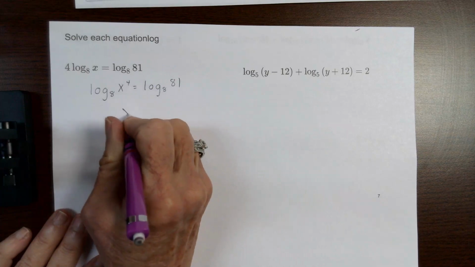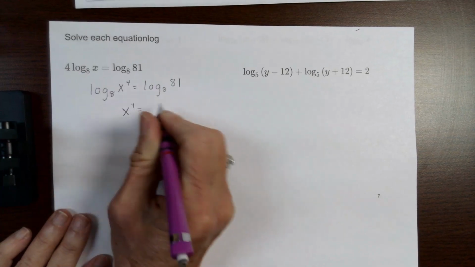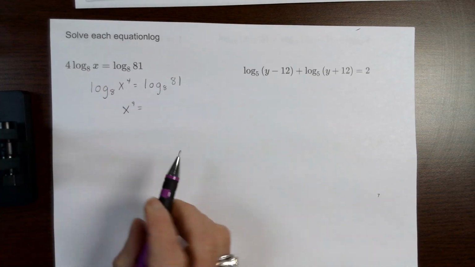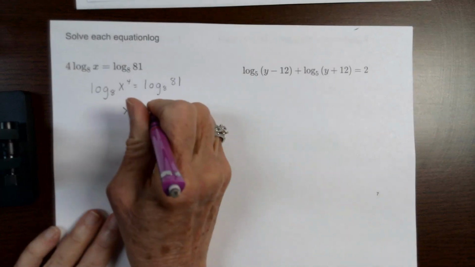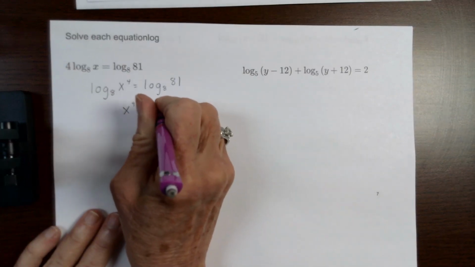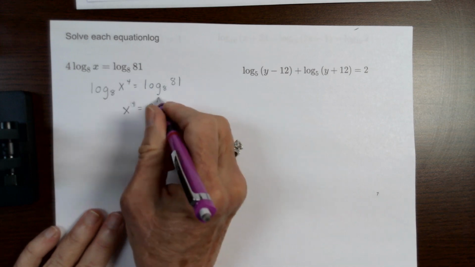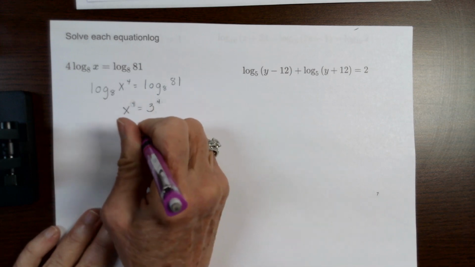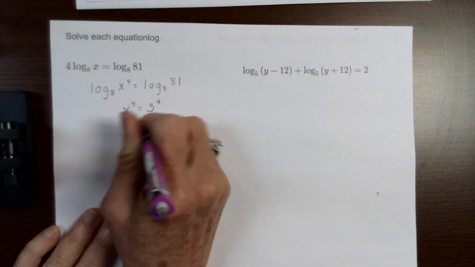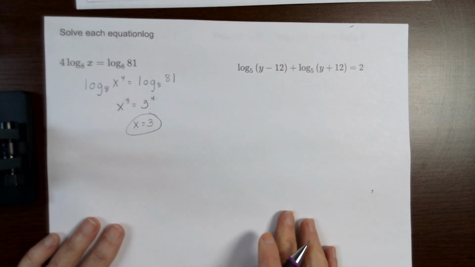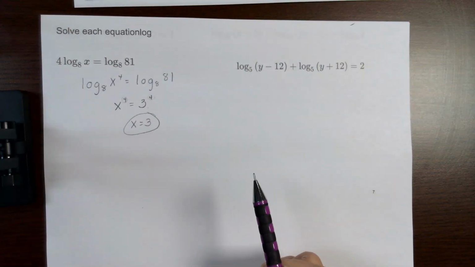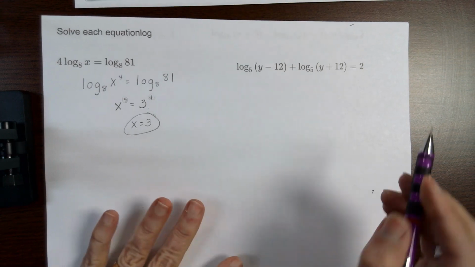So I've got x to the 4th power, and I want to somehow write this with exponent form. So I know that 3 to the 4th power will give me 81. You notice the exponents match, so the base numbers must match, so x is equal to 3. And that would work when you plug it back in.